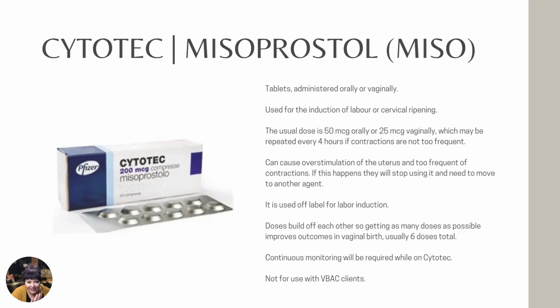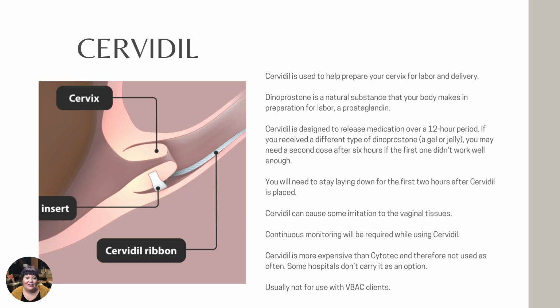Okay. There's that. Then there's Cervidil, and this is similar to Cytotec, in what it's doing and the purpose of it, but it's a very different method. So instead of a pill that you would take orally or vaginally, this is kind of like a tampon insert that they would insert and go right up near your cervix, and it releases prostaglandins, which helps soften and thin your cervix.